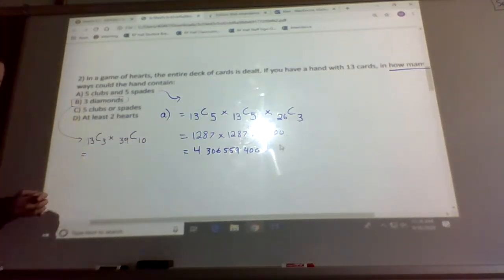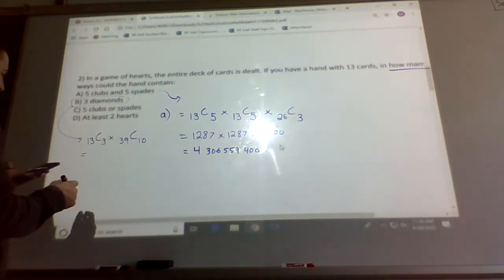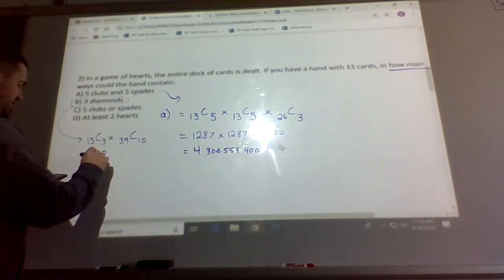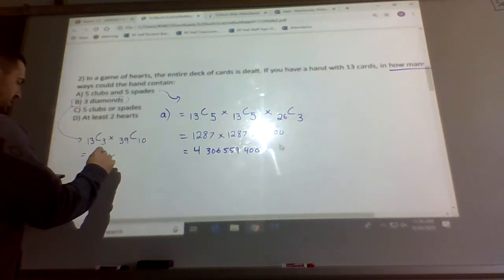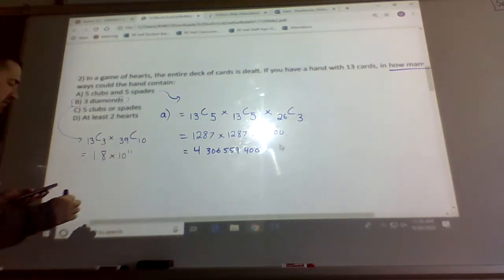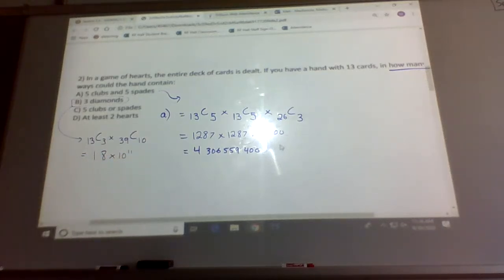So 13 choose three times 39 choose 10. Okay, this is going to give the answer 1.8 times 10 to the power of 11. Okay, that's a lot of different ways that I could have three diamonds in my hand. Okay, next one.